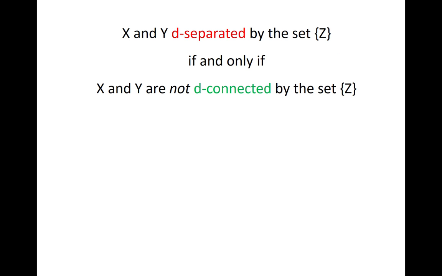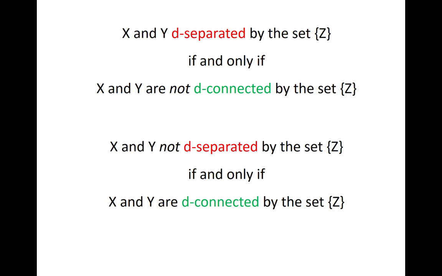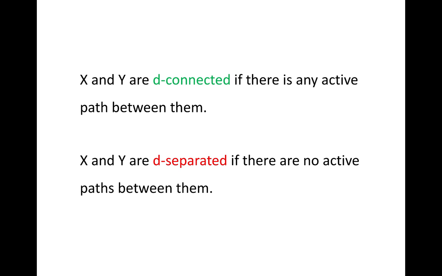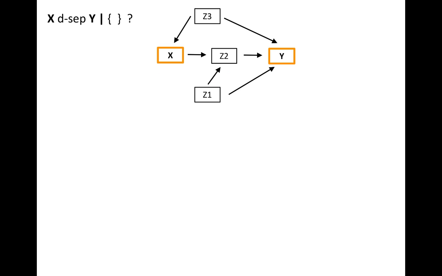The concept of d-separation and deconnection are said to be dual. If x and y are d-separated by z, then x and y are not deconnected by z. If x and y are not d-separated by z, then they are deconnected by z. X and y are deconnected if there is any active path between them, and d-separated if there are no active paths between them. Let's work through an example.